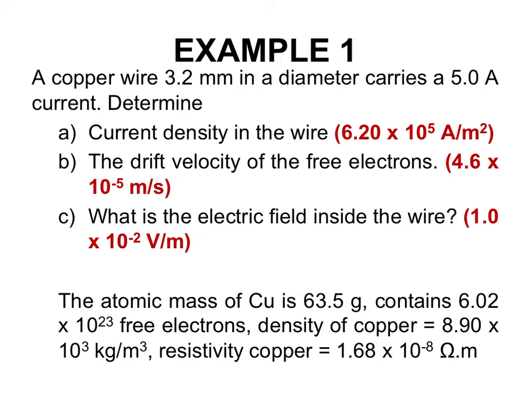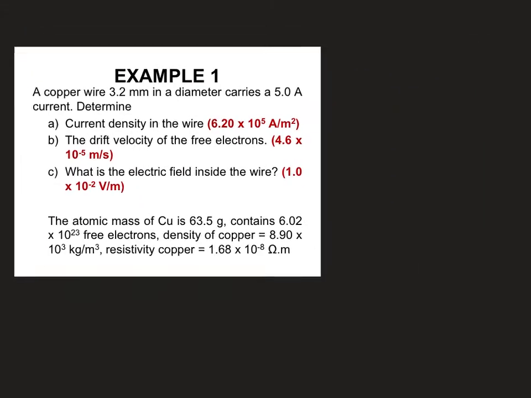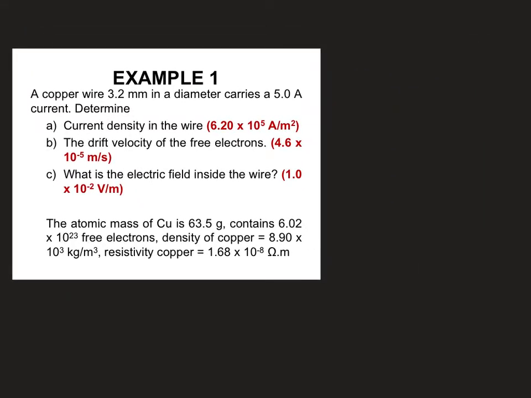Okay, now we are going with the calculation of the current density question. Okay, so now we are going to find first the current density inside the wire. Okay, so you have a copper wire, which is 3.2 millimeter in diameter, carrying a 5 ampere current. Okay, and they already give you the atomic mass, the density of the copper, and the resistivity of the copper. Okay, so for you to find the current density in the wire, you can actually use the formula J equals I over A.